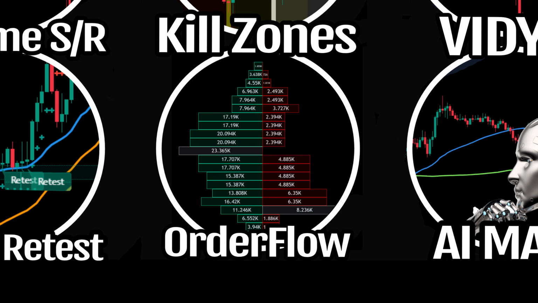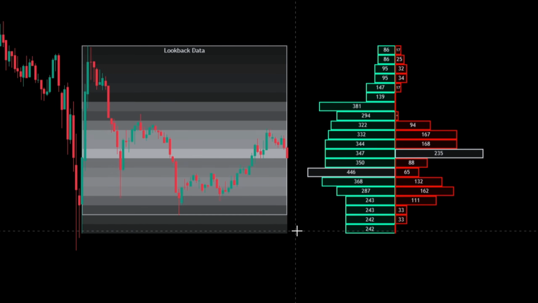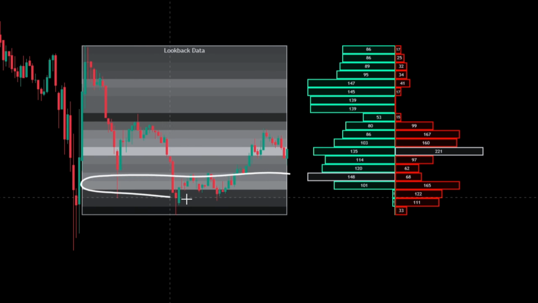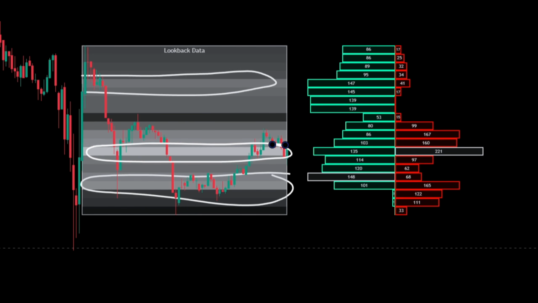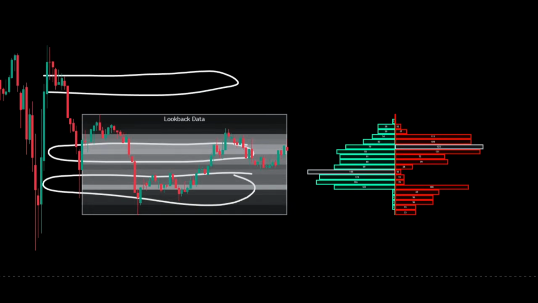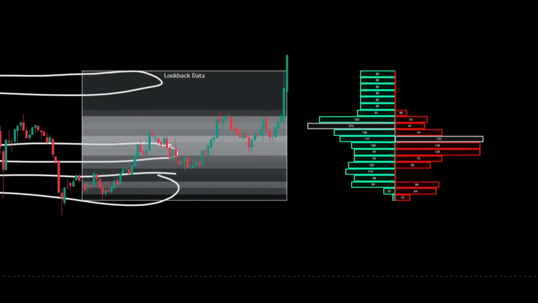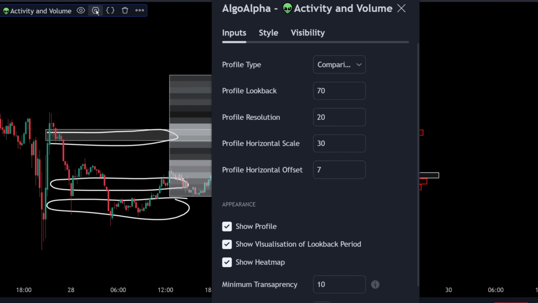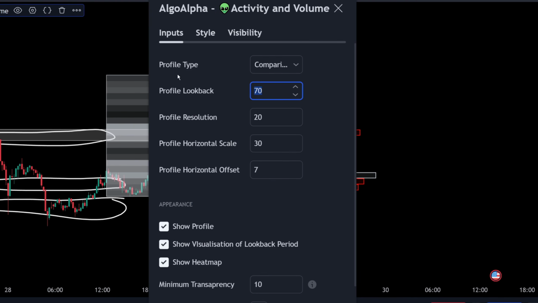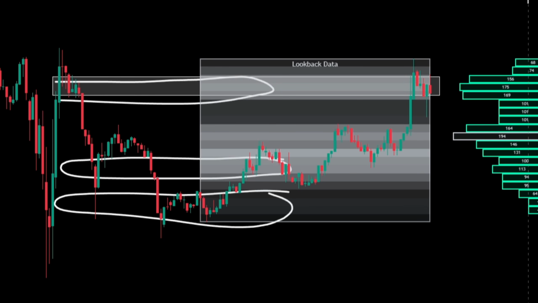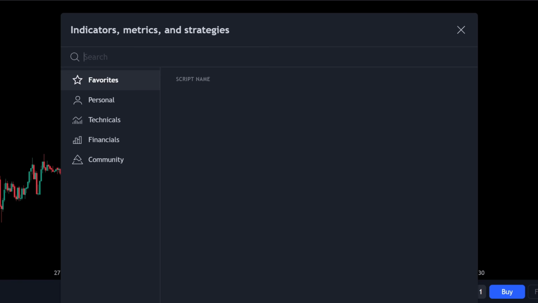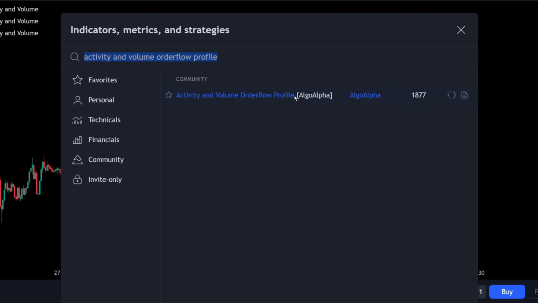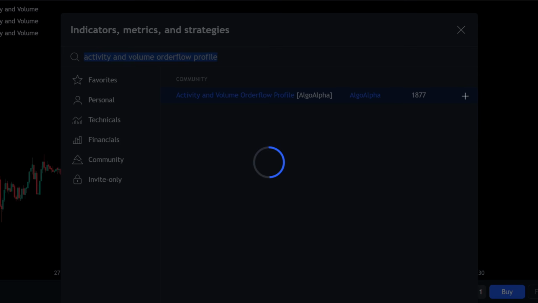Activity and Volume Order Flow Profile. This is an indicator that you don't see every day. It is perfect for more experienced traders that want to analyze the market order flow even further. It helps you visualize and understand the dynamics of buying and selling pressure within a specified look-back period, which you can change in the settings, and can work as dynamic support and resistance levels to refine your entries and exits. To add it, type Activity and Volume Order Flow Profile and select this one by Algo Alpha. If you want to read more about the script and how to use it, click this icon.